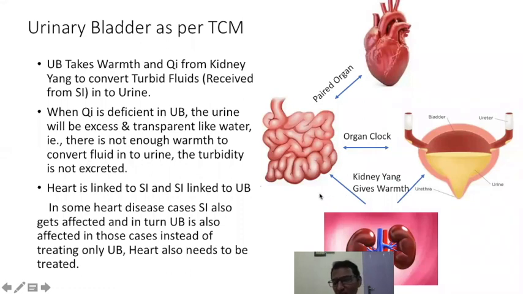So the turbidity is not excreted. Imagine there is muddy water, water with some mud mixed in it. When it is to be excreted, the muddy water is supposed to come out. But if only clean water is coming, it means the mud is not coming out. The same thing is over here. The turbid fluid is water plus some other unwanted substance in it. The turbid fluid should come out, but if there is not enough warmth provided by kidney yang, instead of the turbid water coming out, only the clean water will come out. The turbidity will stay back.